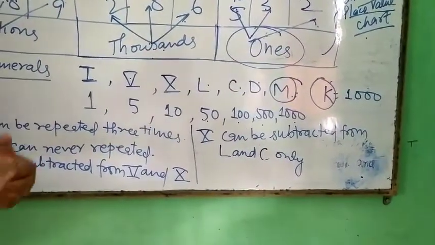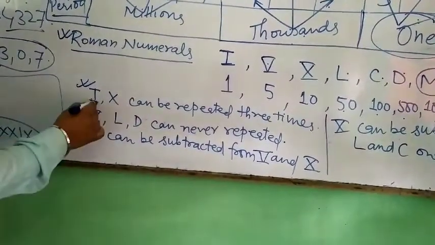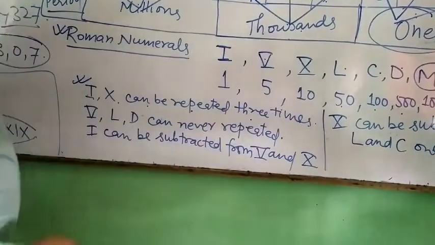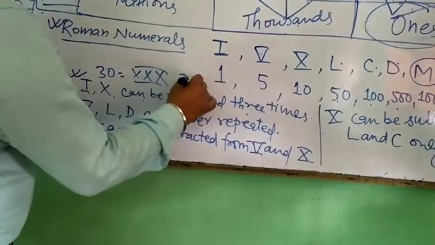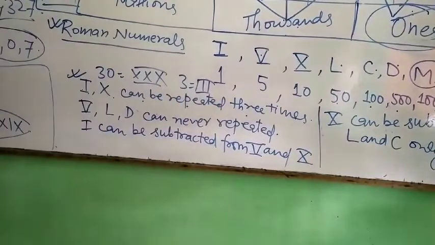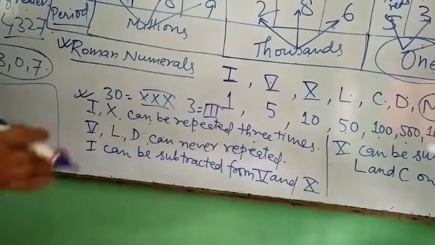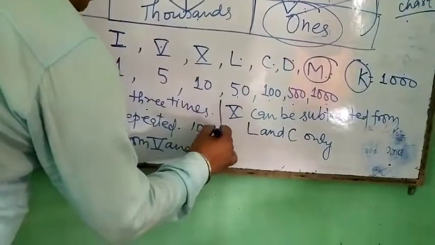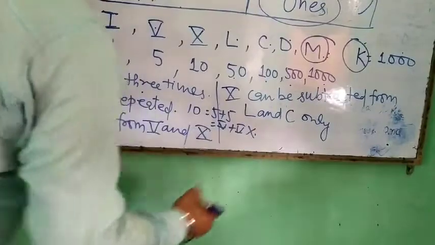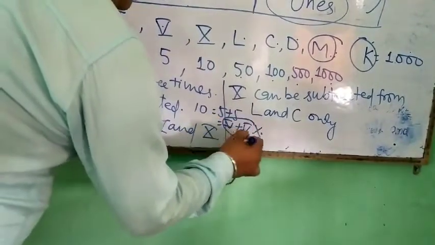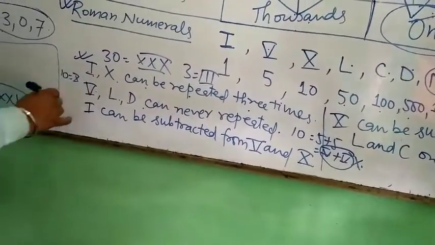Some points to know about Roman numerals. Here is the first point: I and X can be repeated 3 times, like 30 should be written with X 3 times, and 3 should be written with I 3 times. V, L and D can never be repeated, because 10 means 5 plus 5, but it should not be V plus V. That is a wrong process, okay? It is a wrong process. So 10 should be written as X.